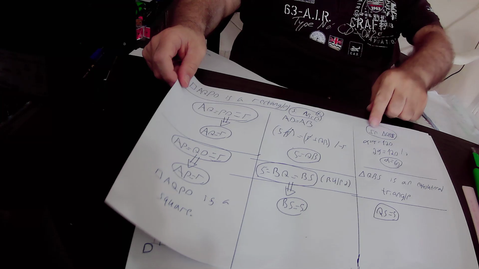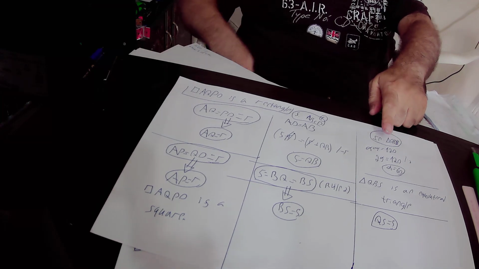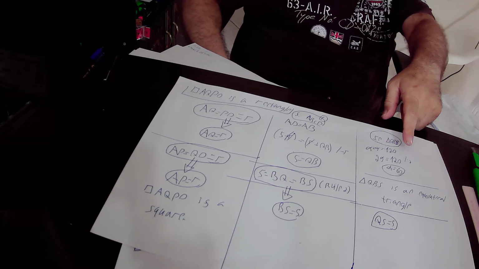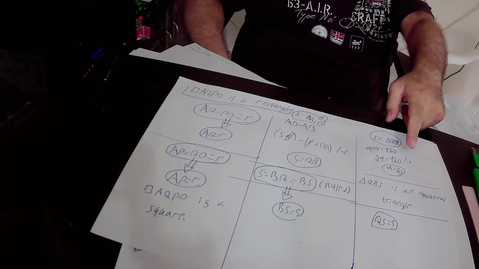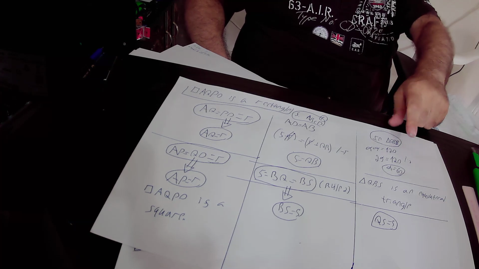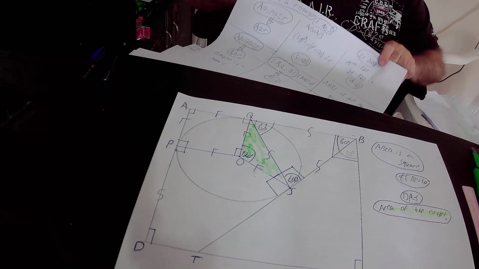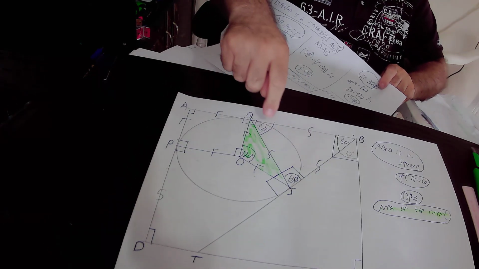Here, alpha plus alpha equals 120 degrees. Alpha plus alpha is 2 alpha, which is equal to 120 degrees. We divided this equation by 2 and found out that alpha equals 60 degrees. Therefore, here alpha equals 60 degrees.